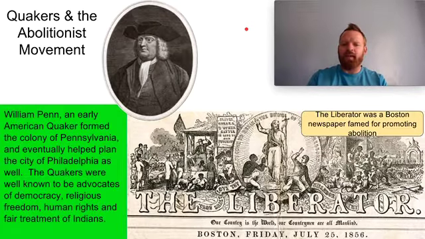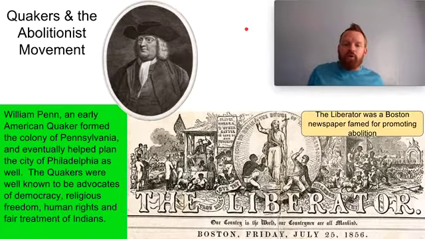So William Penn was an early American Quaker, and he formed the colony of Pennsylvania. Makes a lot of sense when you look at his name. And eventually he helped plan and develop the city of Philadelphia as well. The Quakers were well known to be advocates for democracy, religious freedom and tolerance, human rights, and fair treatment of Indians.